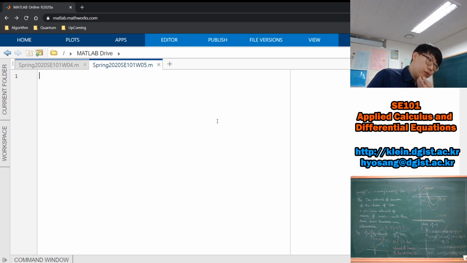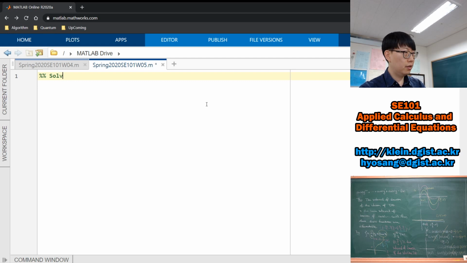So today we are going to practice finding the solution of a differential equation using MATLAB. Okay, so solving numerically using ODE45. If you search for how to solve differential equations using MATLAB, there are many tools in MATLAB. ODE45 is only one of them.